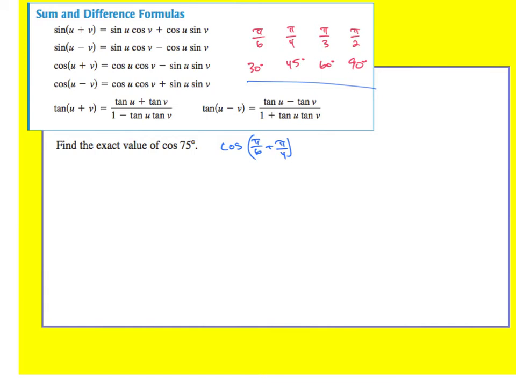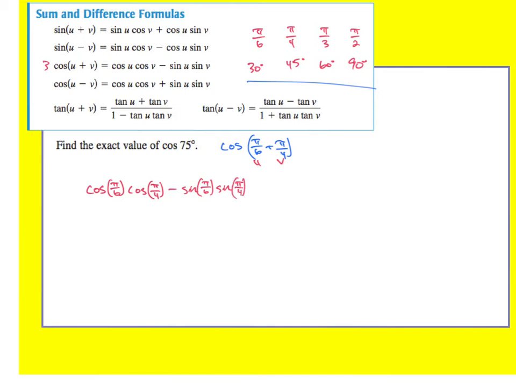All right, so which one am I using? Am I using un, deux, trois, quatre? Trois. I'm using trois. All right, so let's write it out. So this is going to be my u, that one's going to be my v. So now I have cosine of pi over 6 times cosine of pi over 4 minus sine of pi over 6 and then sine of pi over 4.